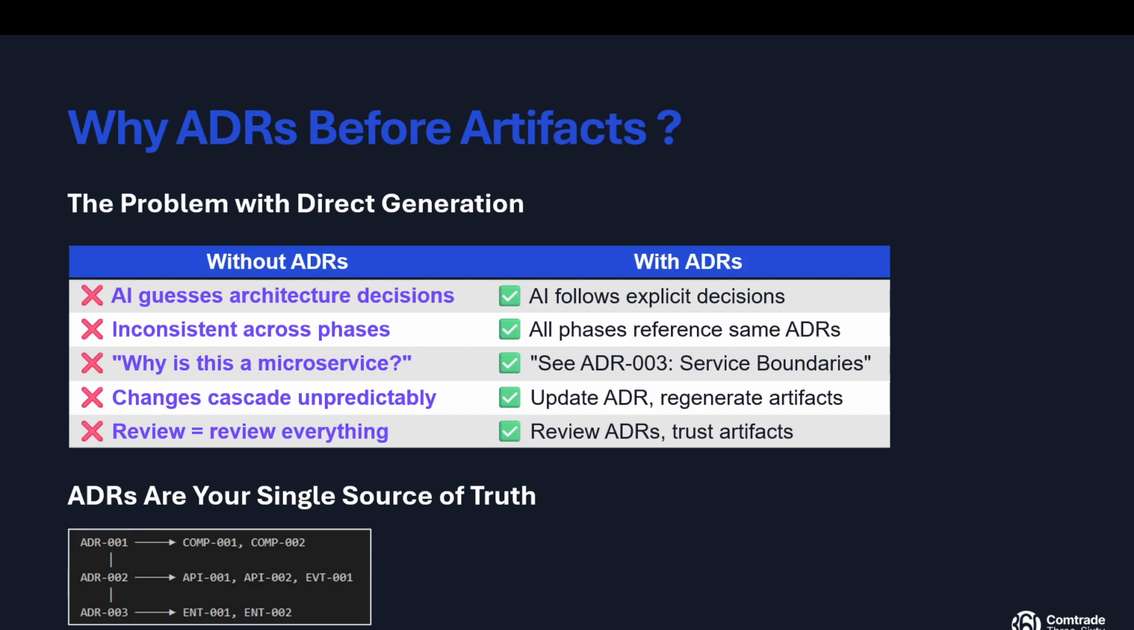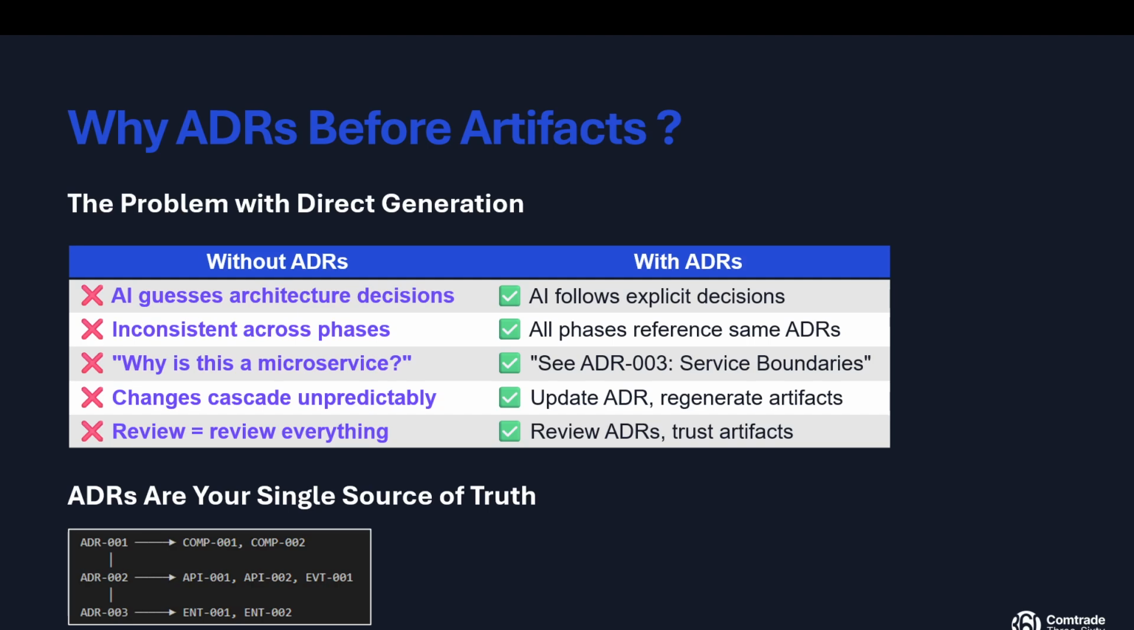Then what you often see is that when requirements change, you don't know what to regenerate. Changes cascade unpredictably down the road. With the ADRs, you update the relevant ADR and regenerate the artifacts that depend on it. It's controlled.